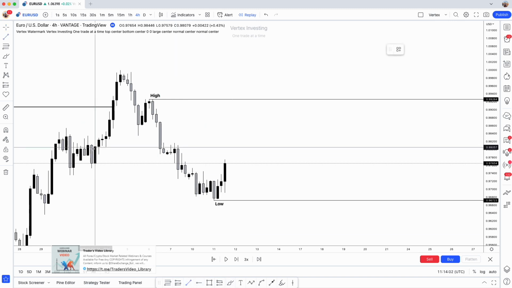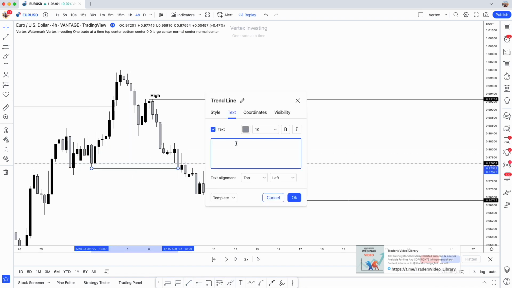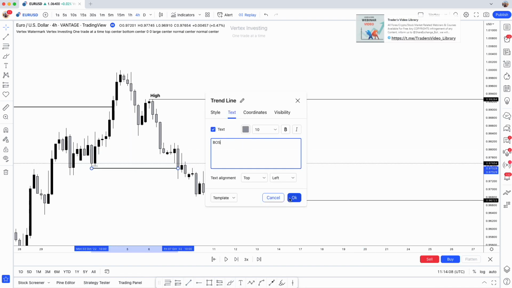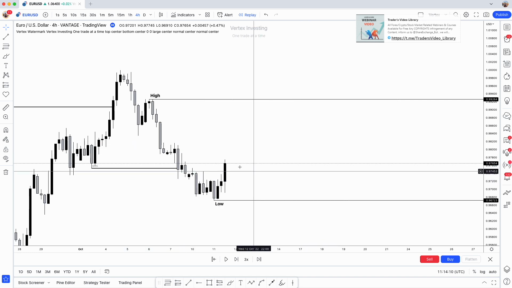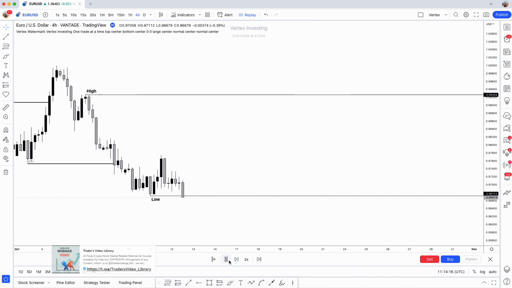Okay. Now we can draw our BOS line, and this I'll mark as a break of structure. There we go. Okay, so now we have our new range from this high to this low. Again, we'll just let it play out.